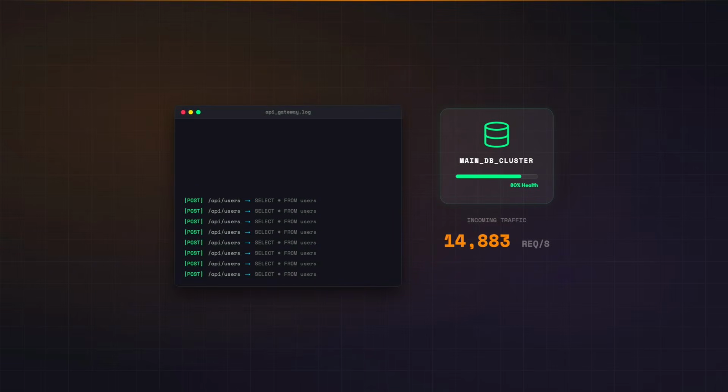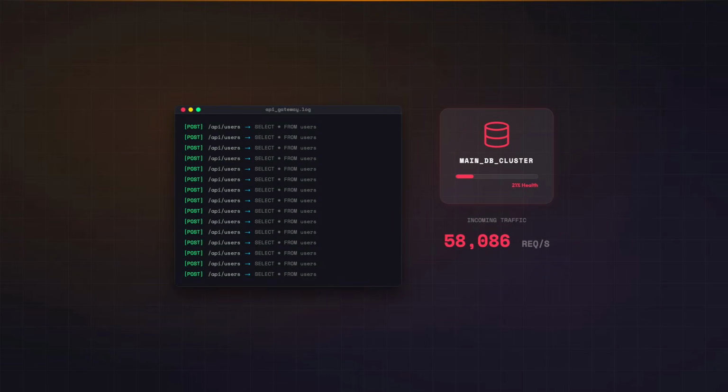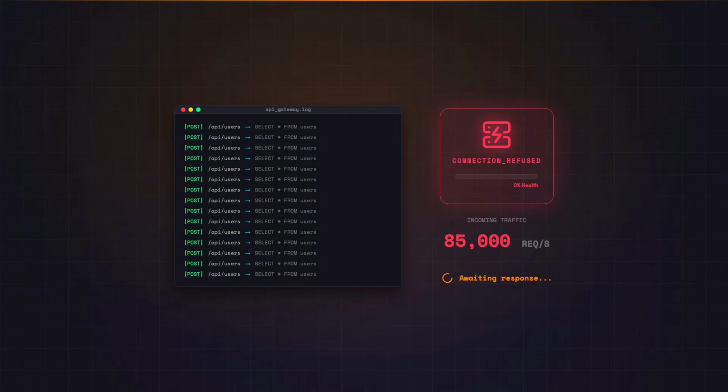Every single sign-up fires a database query. Now multiply that by thousands of requests per second. Congratulations. Your database is now on fire, and your users are staring at a loading spinner.